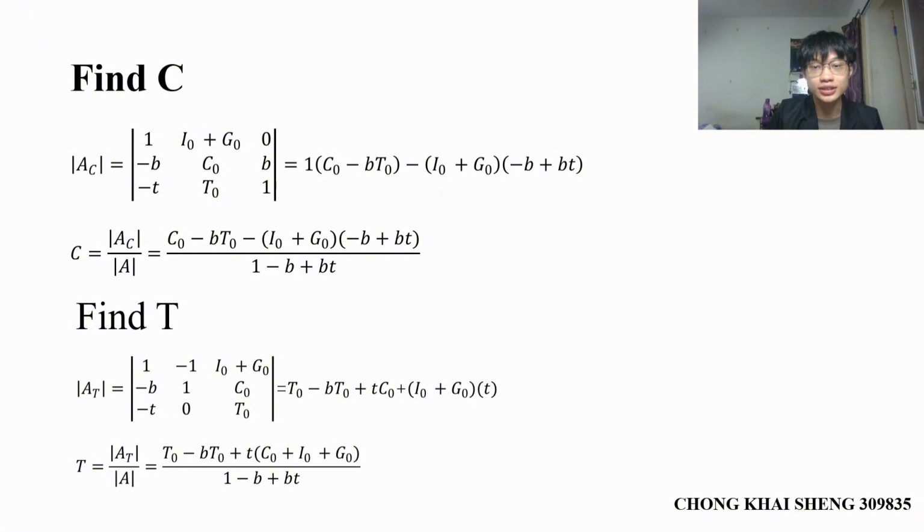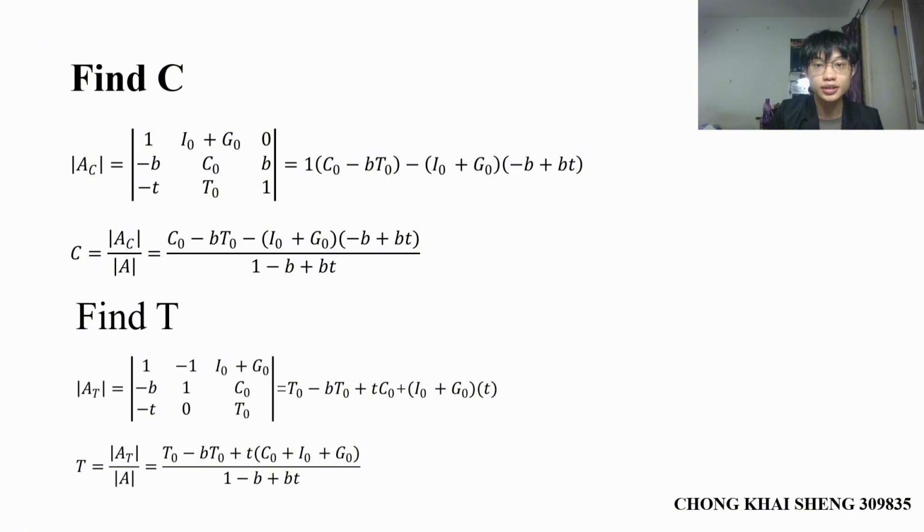In the same way, we replace the matrix A column 2 with matrix B and find the determinant of Ac and divide it by determinant A. So we can get c, which is c naught minus bt naught plus b bracket I naught plus g naught bracket minus b plus bt over 1 minus b plus bt.